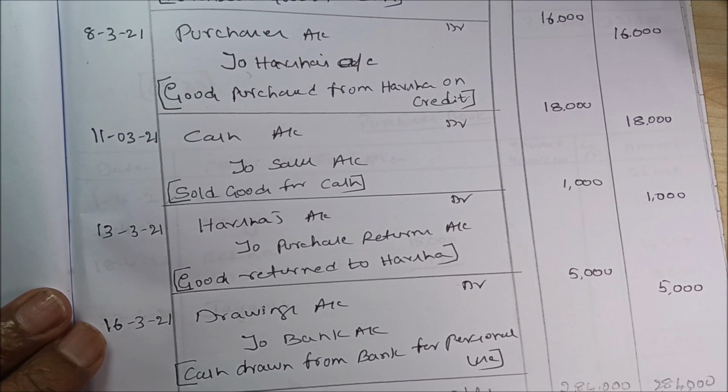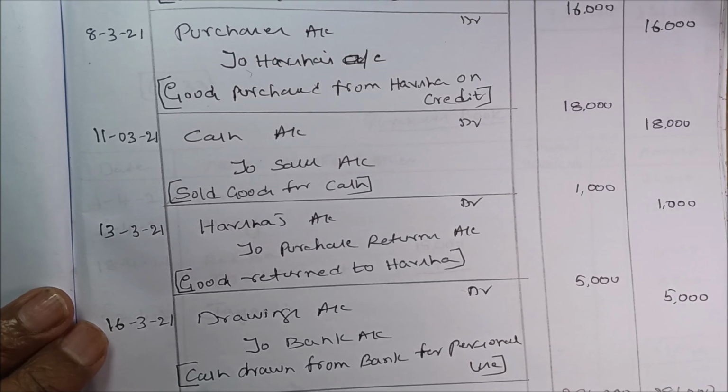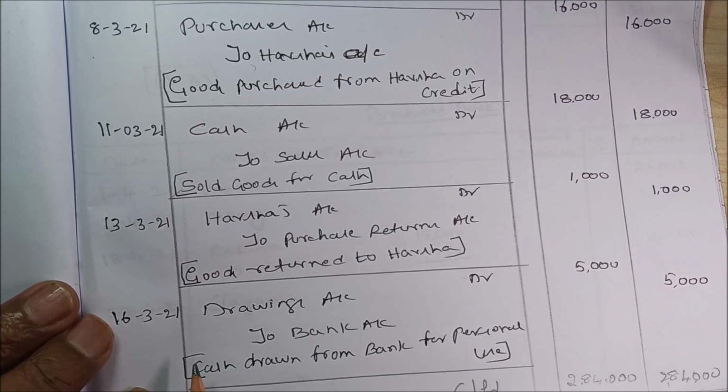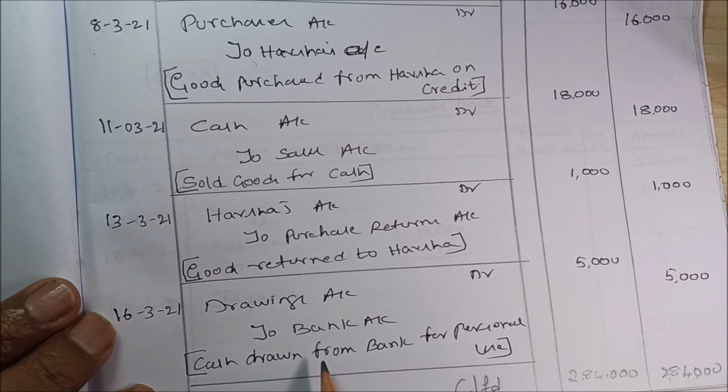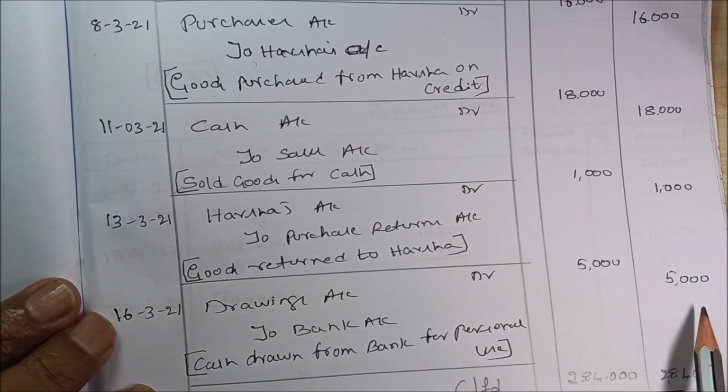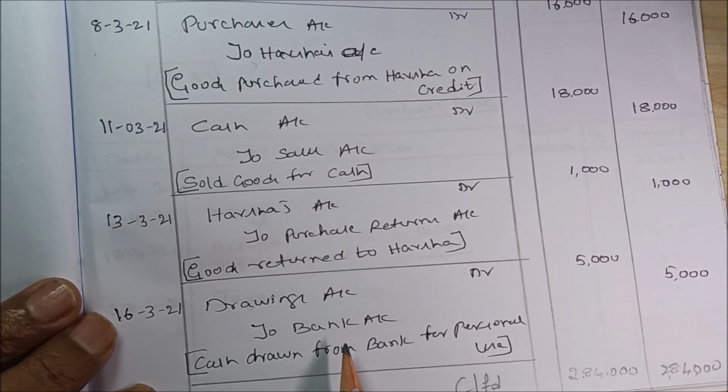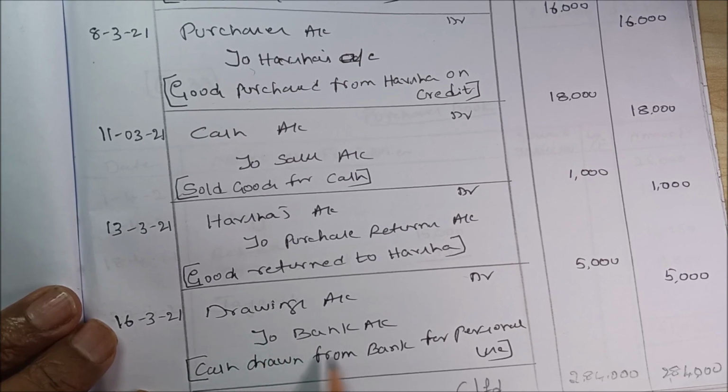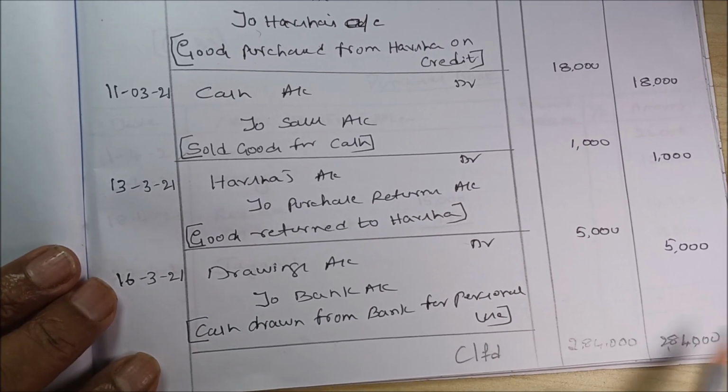Then cash withdrawn for personal use, drawings account debtor to bank account 5,000, 5,000. Cash withdrawn is very simple, but it is withdrawn from bank, that is why drawings account debtor to bank account.